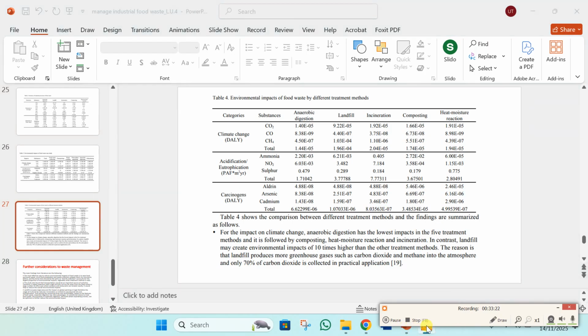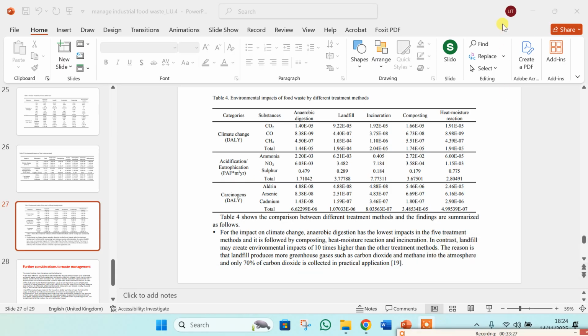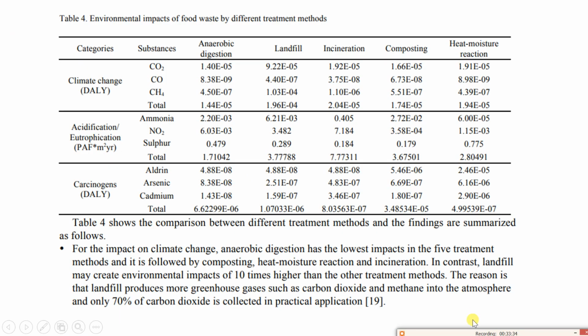So now we have to continue where we left off. I was saying that these are environmental impacts of waste by different treatment methods. For example, by considering the landfill, anaerobic digestion, incineration, composting, heat moisture reaction, we can now study the impact of these food waste treatment methods.